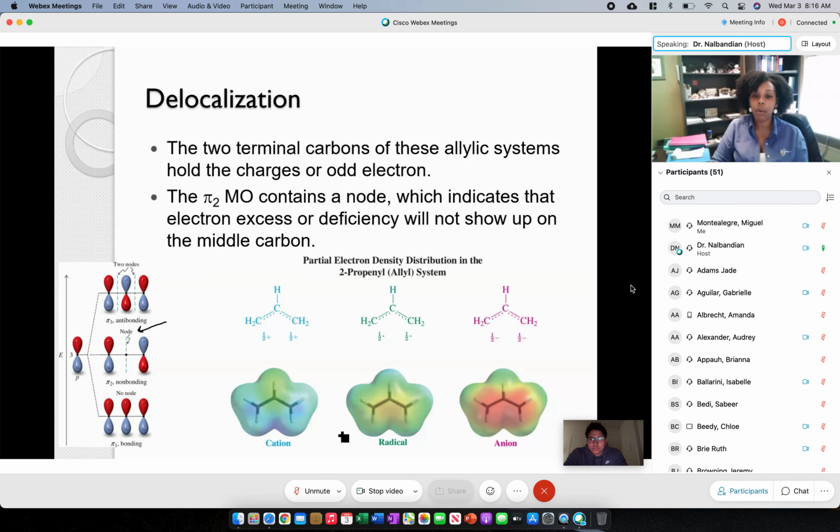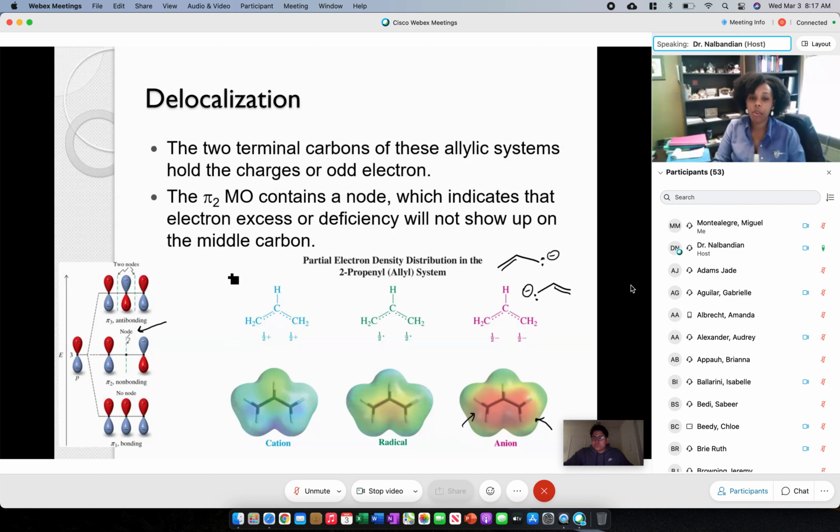So let's first look at our carbanion. One of our resonance forms has the negative charge on this carbon, and the other resonance form has the negative charge on this carbon. So for our two resonance forms, notice that there's no negative charge in the middle. You can see here the red area is congregating mostly on the two edges. It's mostly on carbons 1 and 3.